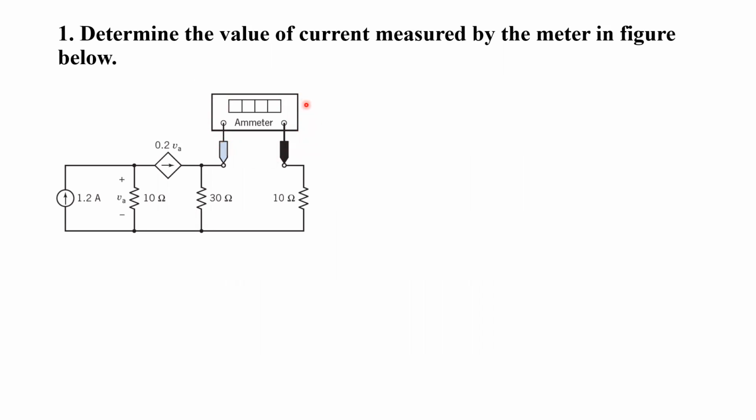We can see in this figure that the ammeter is connected in series with this 10 ohm resistor, right? So if we compute the current through this 10 ohm resistor, that is the value measured by this ammeter. In order to compute the current through this 10 ohm resistor, we need to apply KCL at this node, right? But in order to apply KCL at this node, this VA is unknown.